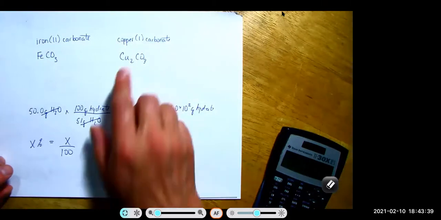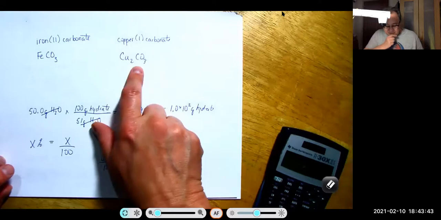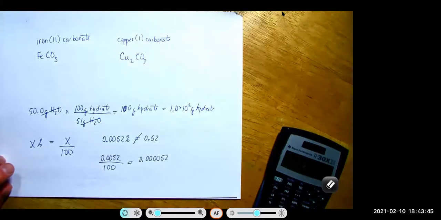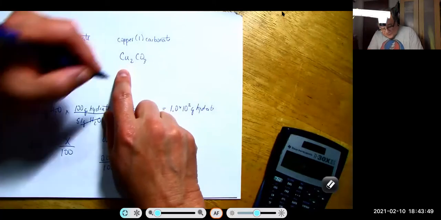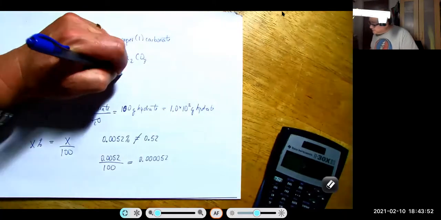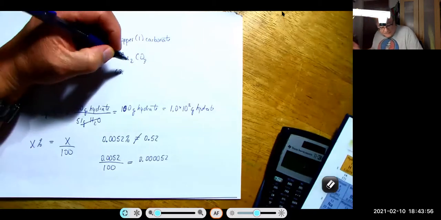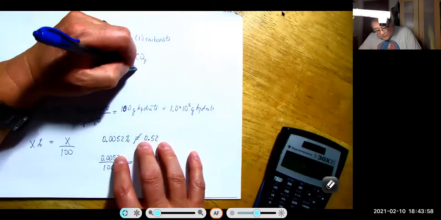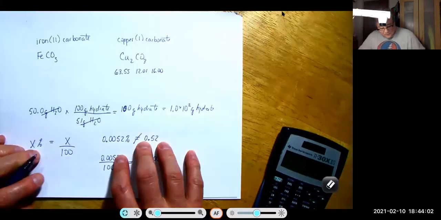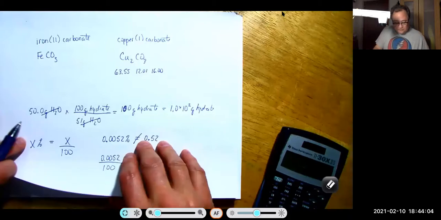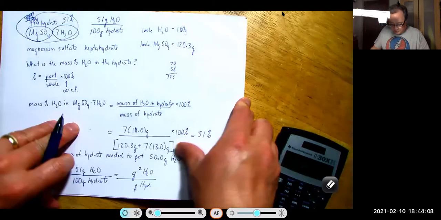Right? Right. So do you want to find the mass percent of one of these? Yes. Oh, that's easy. I can do that. Let's find the mass percent of this one here, okay? Copper is 63.55. Carbon is 12.01 and oxygen is 16.00, okay? So I'm going to get out a fresh sheet of paper so you can see this without a bunch of other stuff on the paper.